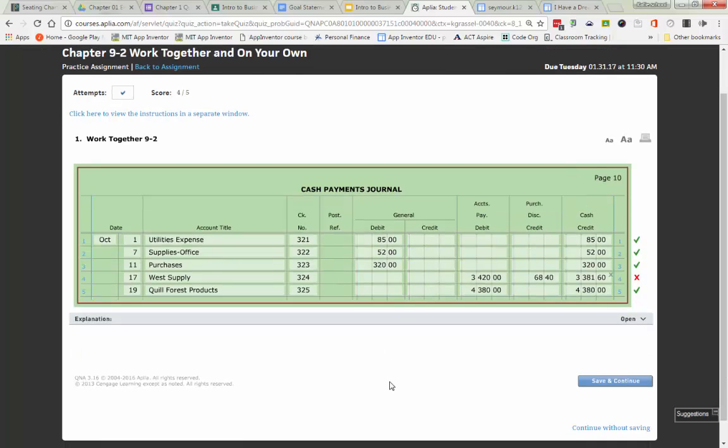Did I do the wrong math? I'll try it again. 3420 minus 68.40. Yep, I did not do math correctly. I would not have been able to get my debits and credits to equal at the bottom of the page. This is the second most common mistake: miscalculating these numbers here, and then your totals will not equal at the bottom of your page.